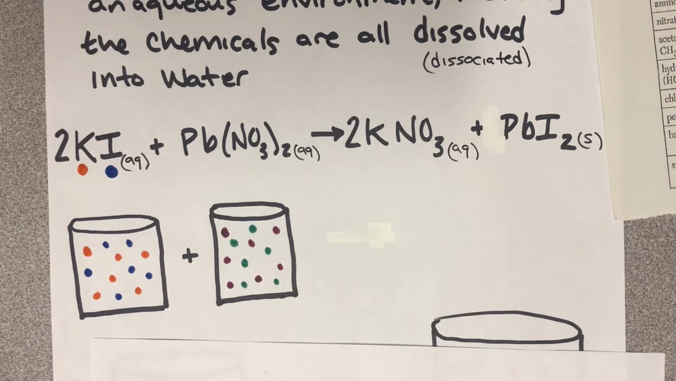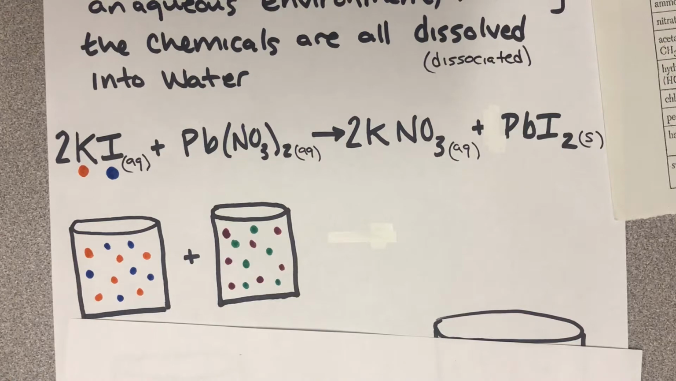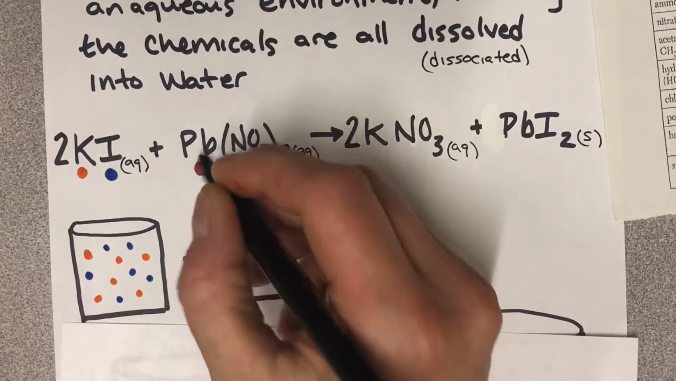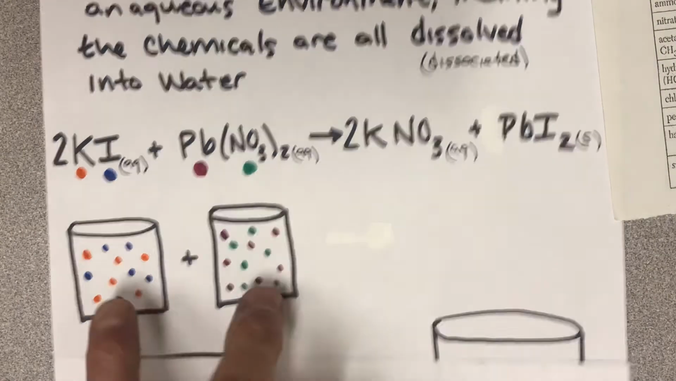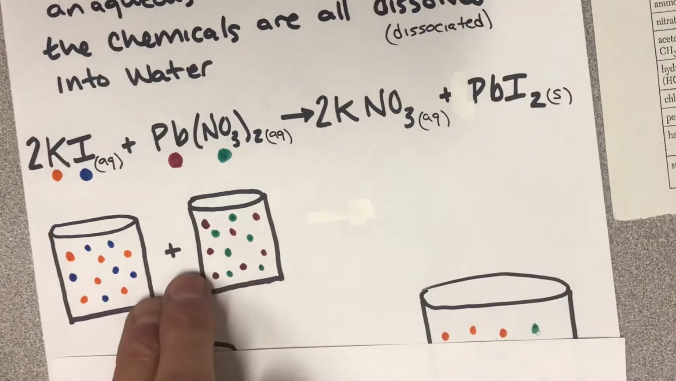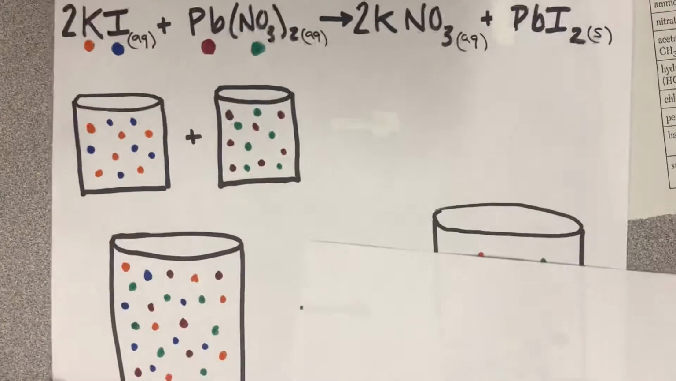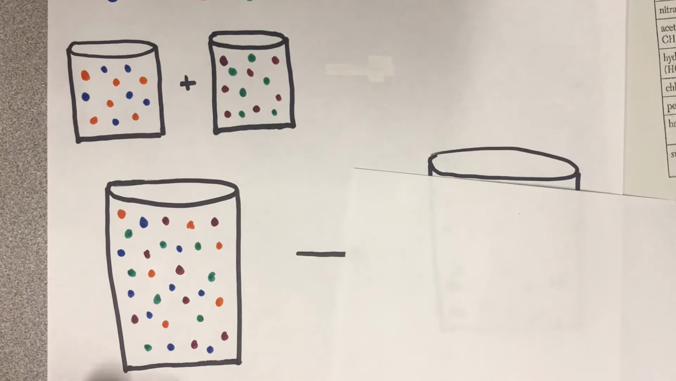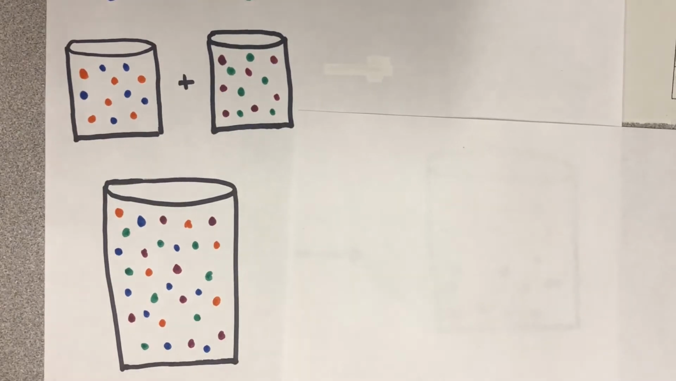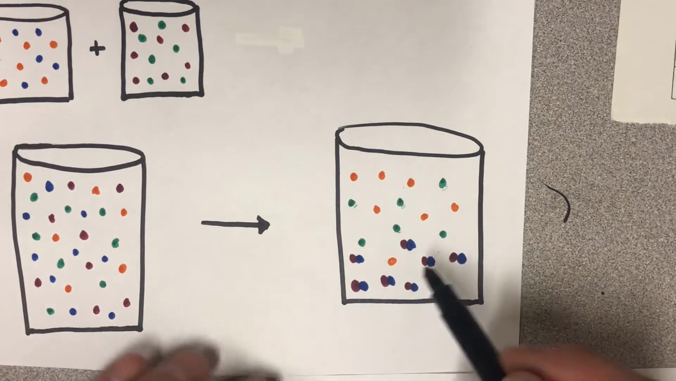And then we've got lead(II) nitrate, which is also soluble, and we're going to have the purple represent the lead, and the green represent the nitrate. Okay, so when we pour in, you can see that all the ions here are separate from each other, just floating around in solution. And when we put them all in the same vessel, they're able to interact with each other and hopefully find their bonding partner. And what happens is that the resulting product ends up looking like this.